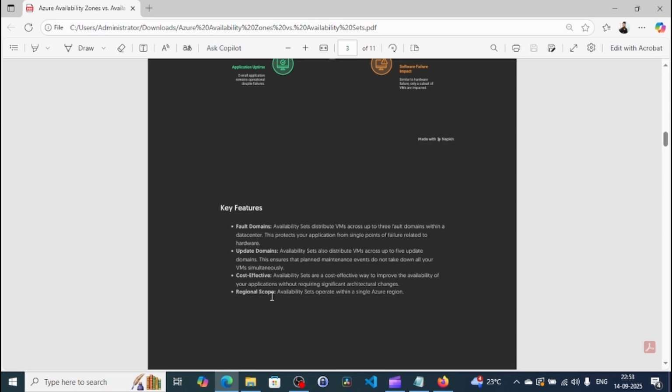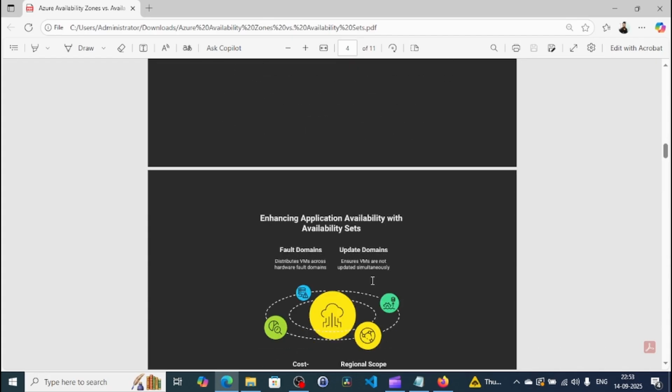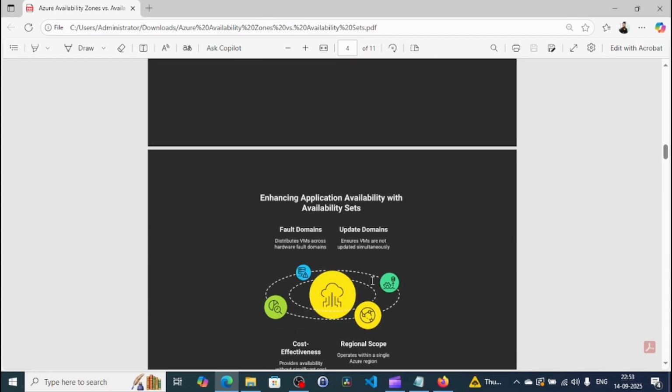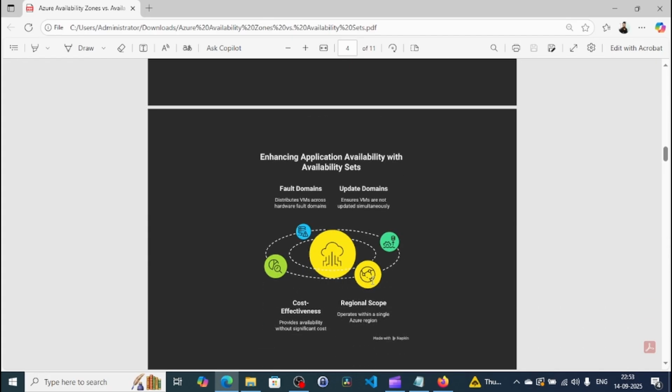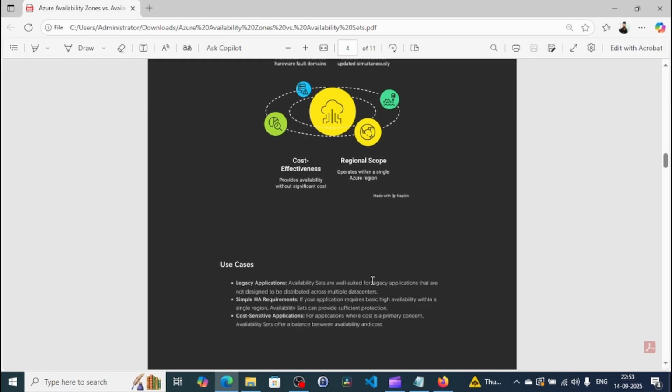Regional scope. It works only within one Azure region and one data center. Cost effective. You don't need to redesign your app. Just put your VMs in a set. Let's discuss the example. Let's say you have a web application with 2 VMs. If one VM is in fault domain 1 and the other in fault domain 2, a hardware failure in FD1 won't affect the VM in FD2. Your application continues to run, though with reduced capacity.